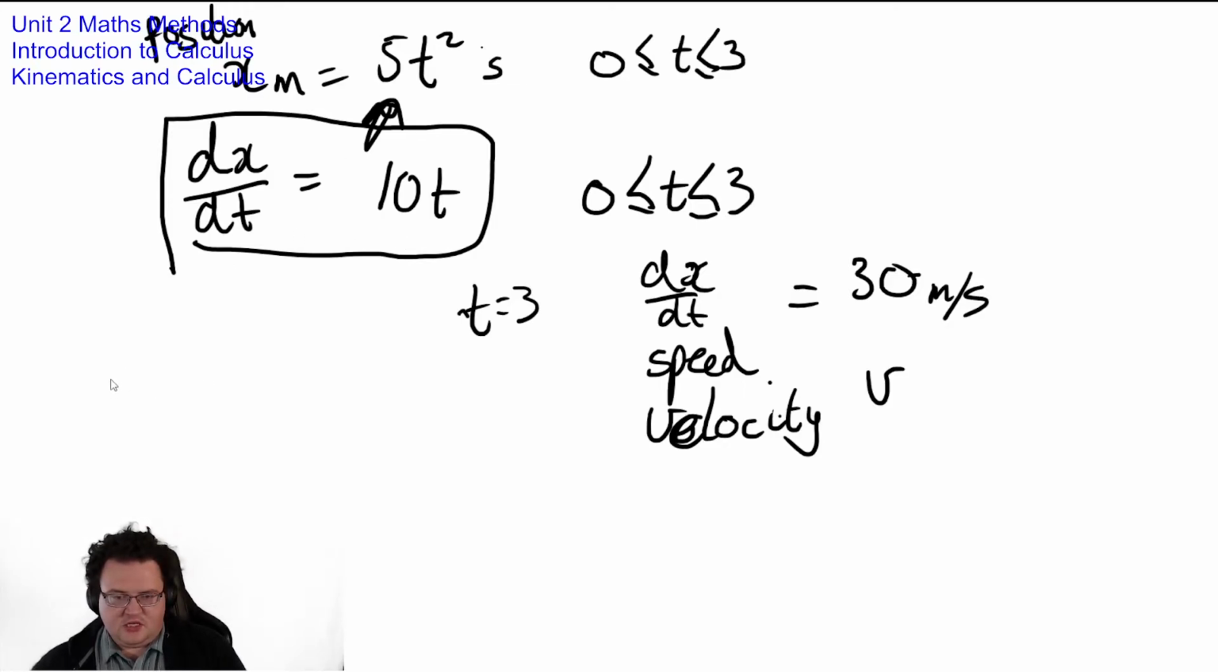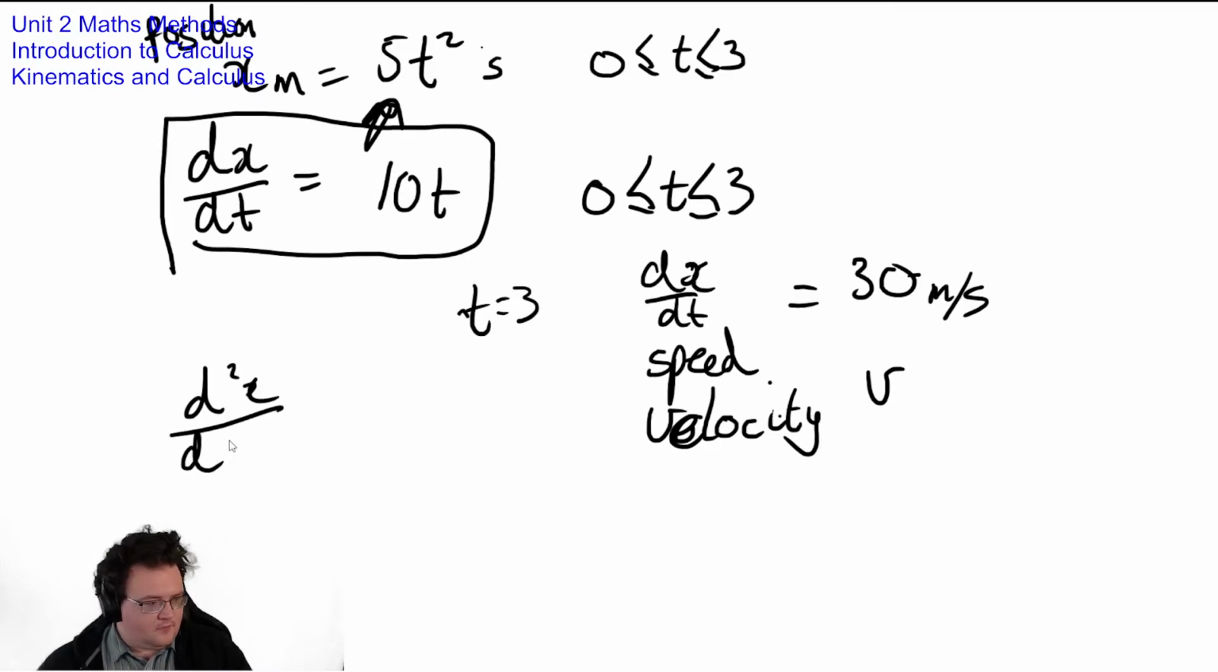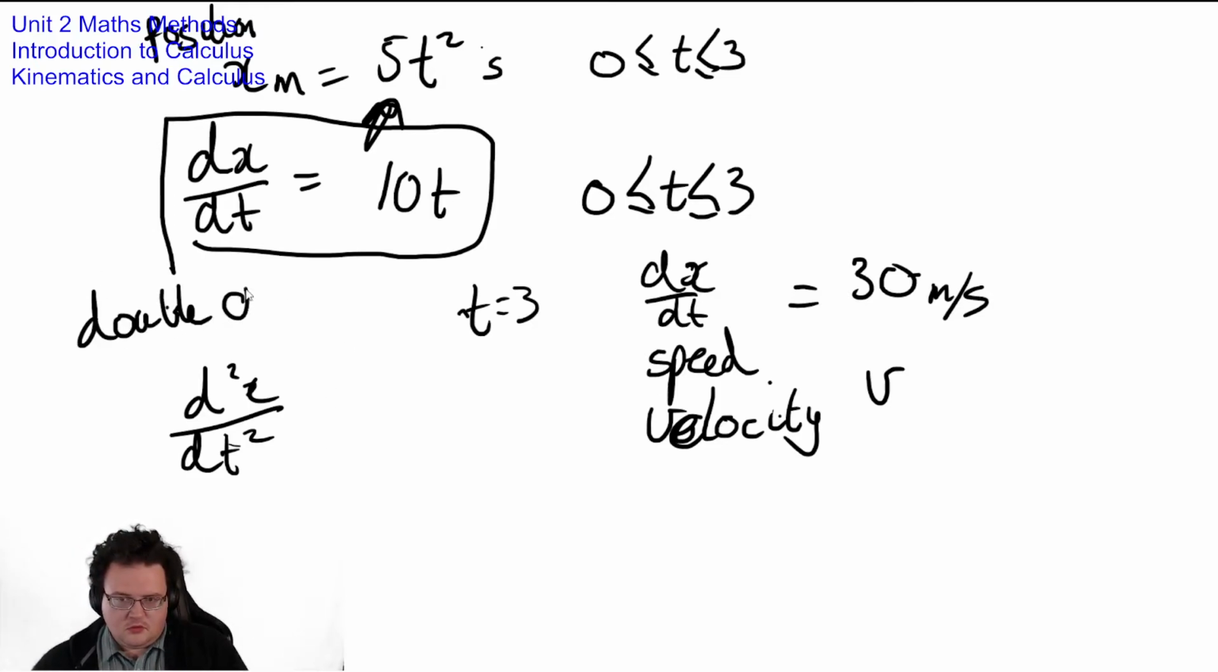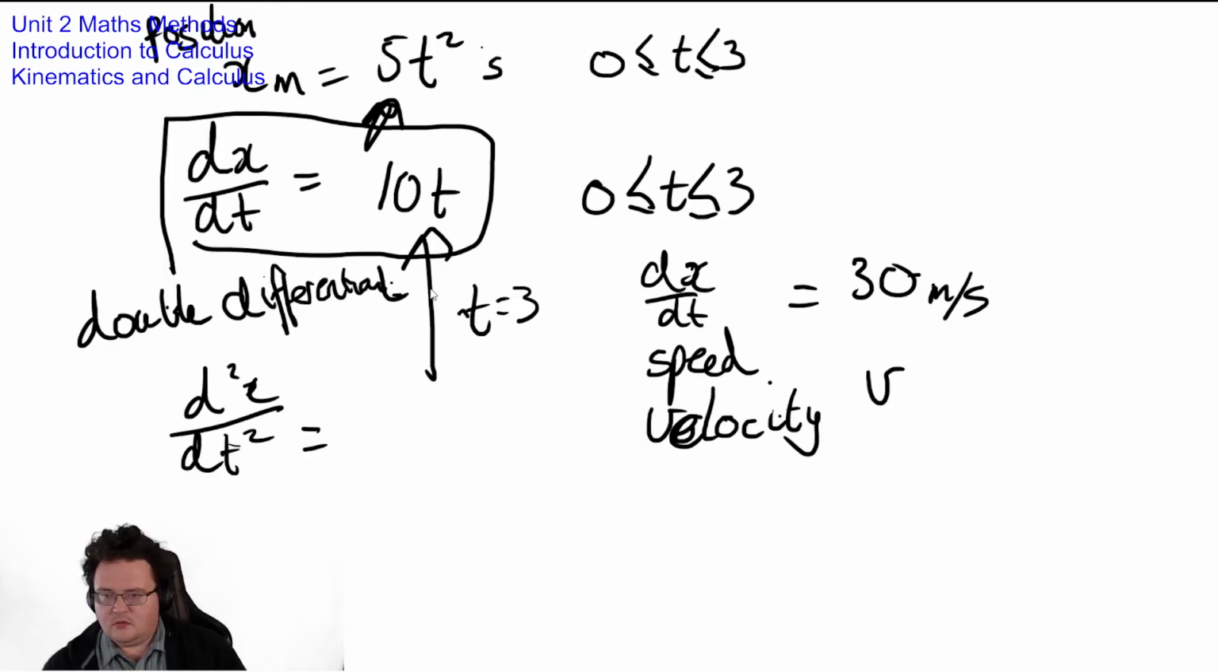So we've got the position, which is x meters at t seconds. We have the speed, which is the differential of that. Now, the rate of change of speed is the acceleration, which is d squared x over dt squared. So it's the double differential. If I take the differential of this, what is it? It's just 10.